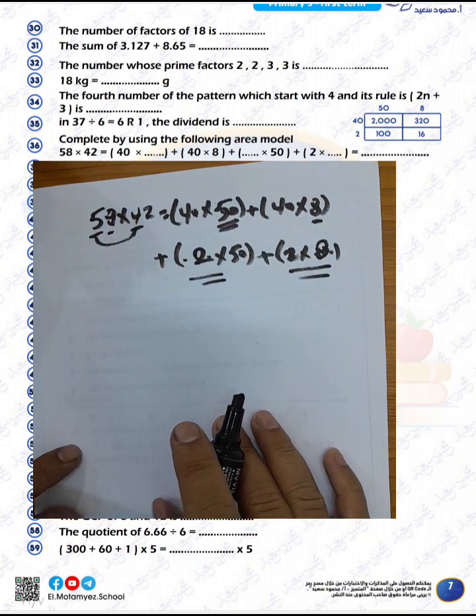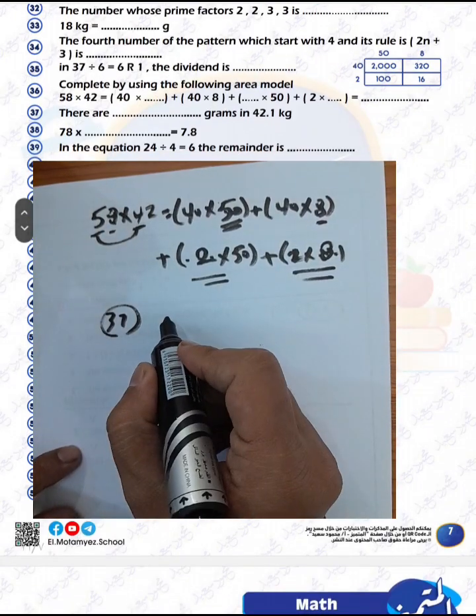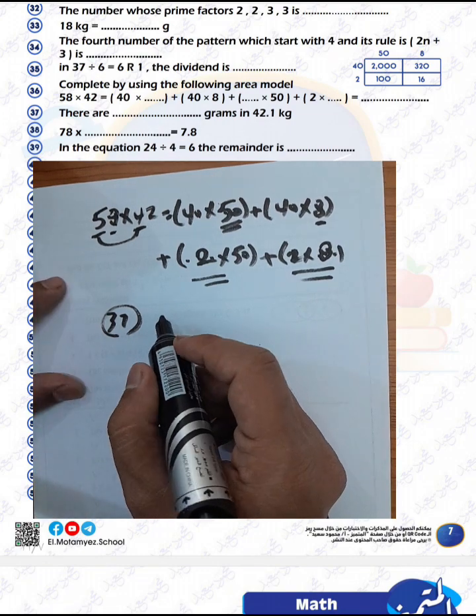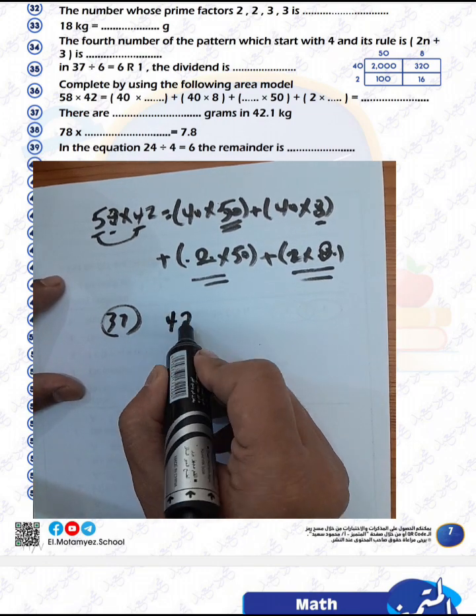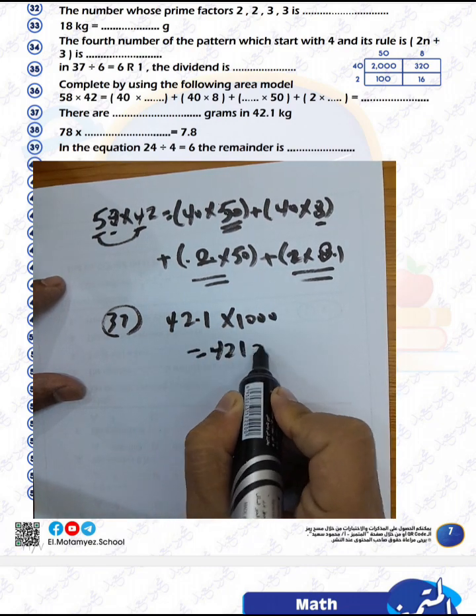Okay, question 37. There are space grams in this number. Multiplication by 1000. Okay.